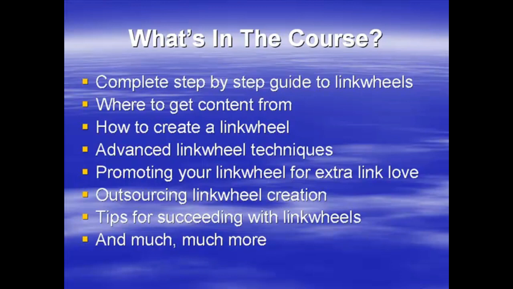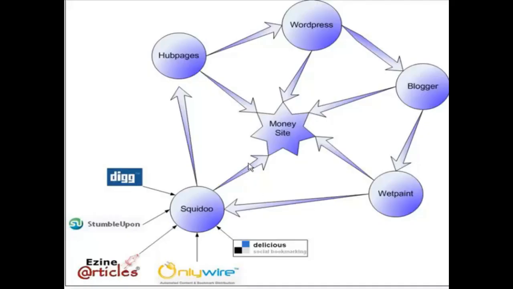We're going to start talking more about link wheels right now, and I'm going to show you a picture of a link wheel and tell you more about how they actually work. Okay, so here we have a picture of a link wheel. You can see it's fairly easy to understand. This one has 1, 2, 3, 4, 5 spokes. Now typically a link wheel may have more, may have less, it depends on how many you want to create. But you can see what we do is that each of these spokes is linking to another one of the spokes and to the money site.